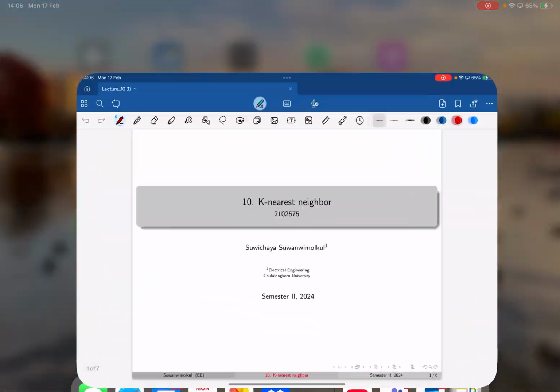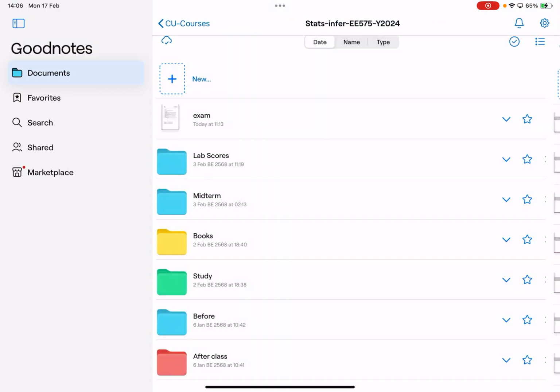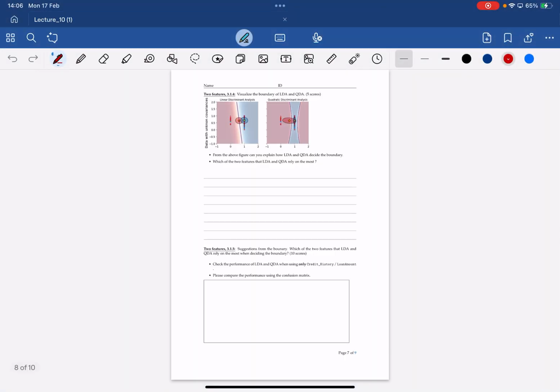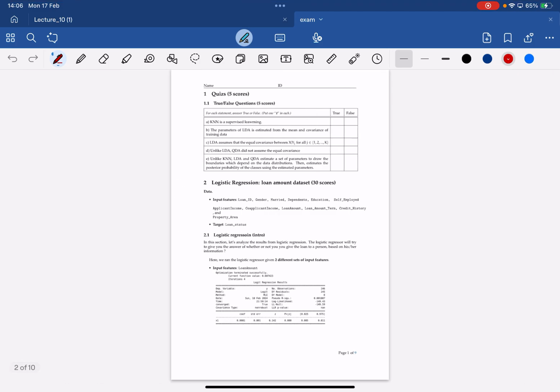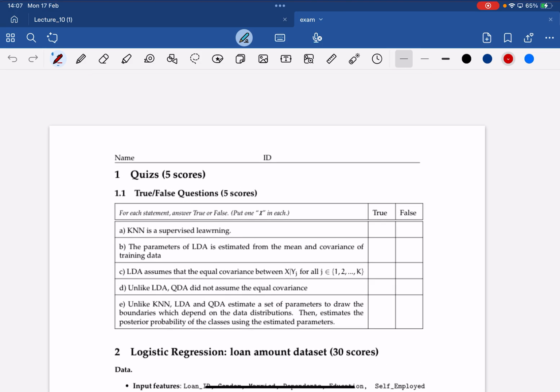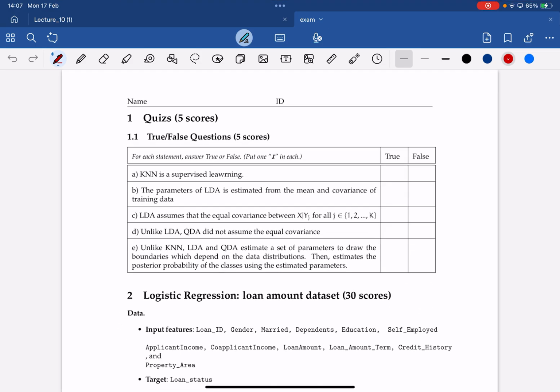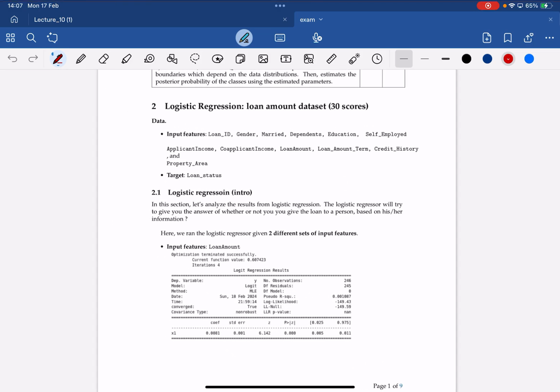Okay, so maybe a little bit about the kind of exam that we will have. This is the mock test that I talked about. I wasn't sure yet, but I think the test would look something like this. Sometimes I will ask about properties, and you have to tick true or false. Today we will learn about KNN, LDA, and QDA, which used to be part of the exam last year. And this one is logistic regression.